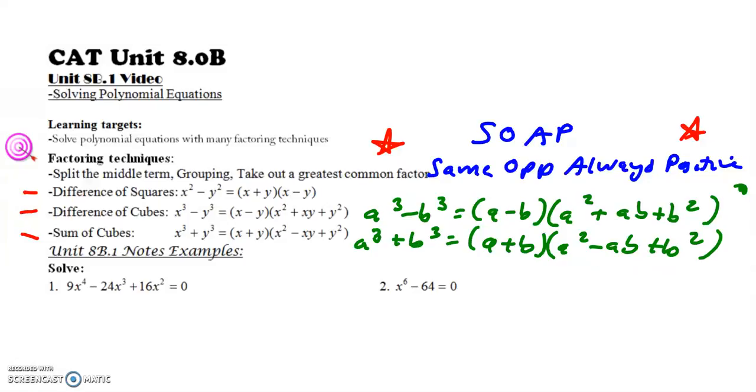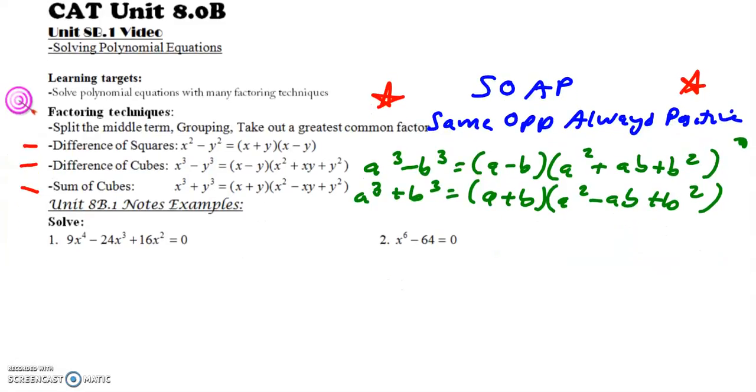Okay, let's take a look at number 1. So if I'm taking a look at this first example, what I want you to notice is that you can use the same methods we've been using the whole time. Split the middle if you need it, grouping if you need it, and greatest common factor if it's appropriate. For number 1, if anyone was looking with me and noticed that you can take out an x squared, I completely agree. So let's take out the GCF of x squared, and you're left with 9x squared minus 24x plus 16 equals 0. And the goal of all of these is to solve, not just factor.